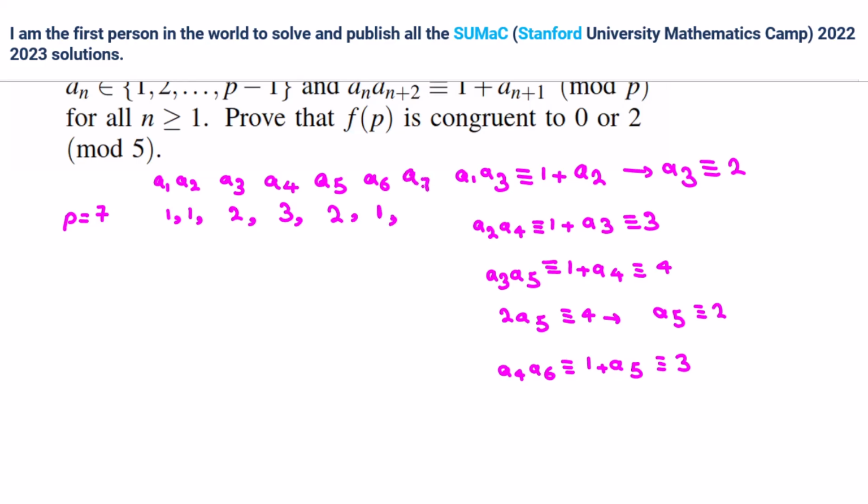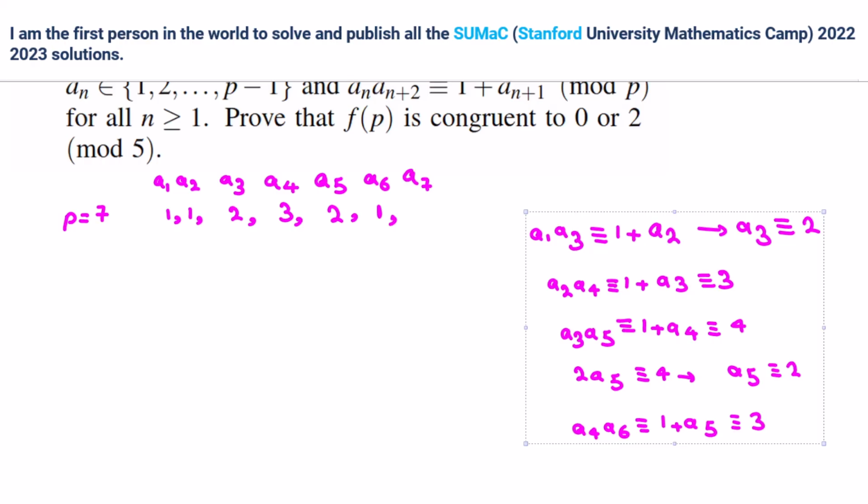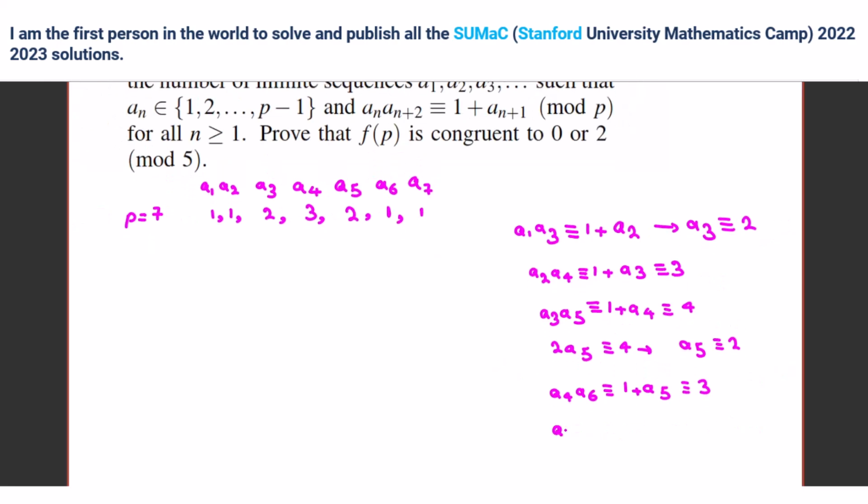Okay, A7 is what? A7 is also 1. So now do you agree we found the period? Because if you determine two elements like this, then the rest will be the same, right? A5 times A7 is equal to 1 plus A6, which is 2. A5 is 2, so A7 is 1. So we have the period is 5, right? And it is a good sequence, because the elements should be 1 to P minus 1.